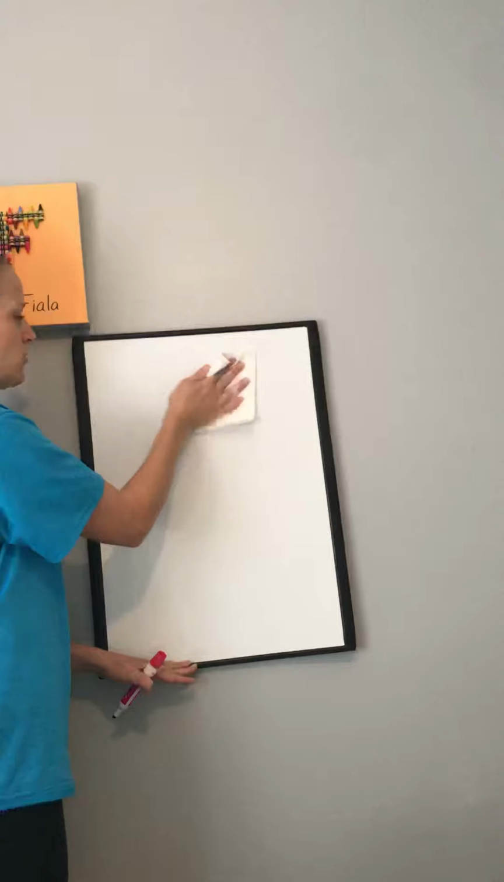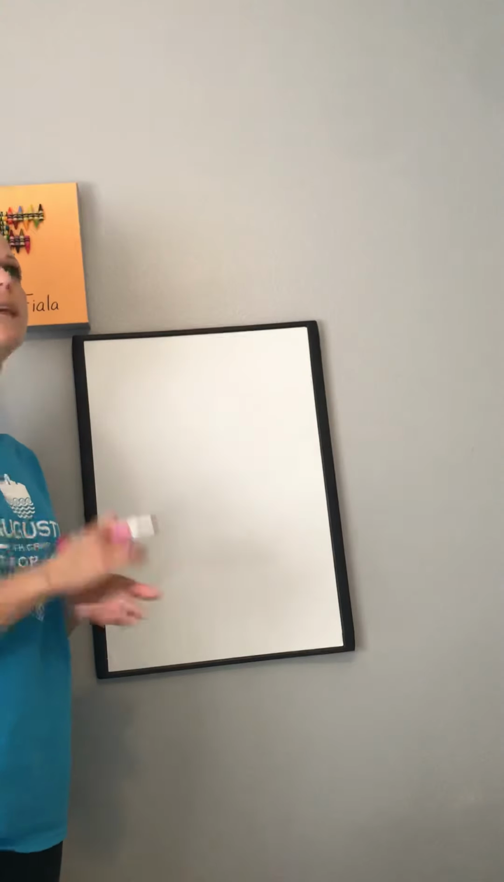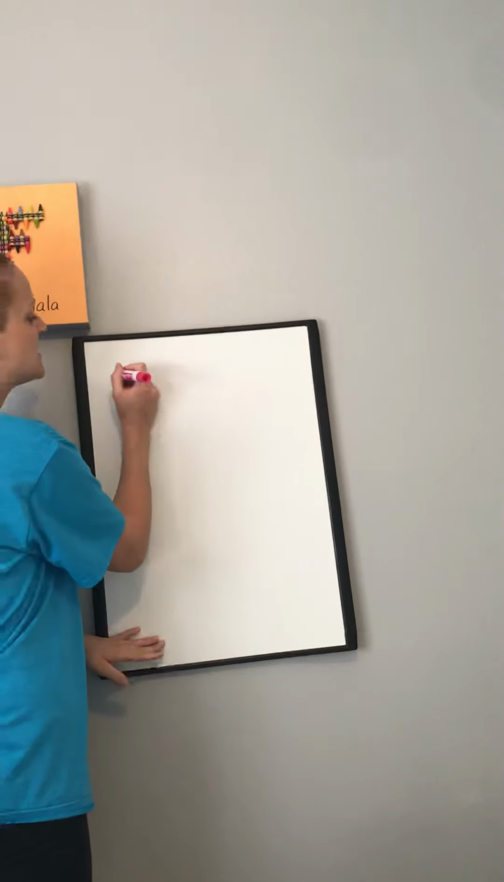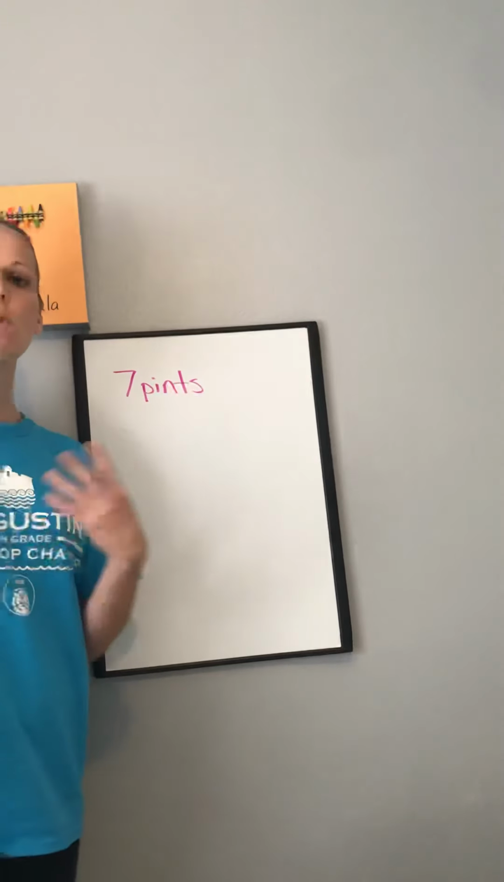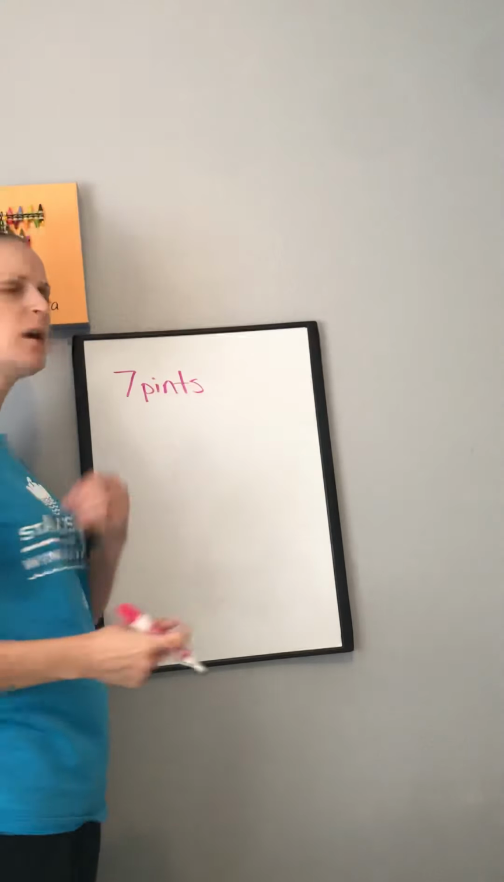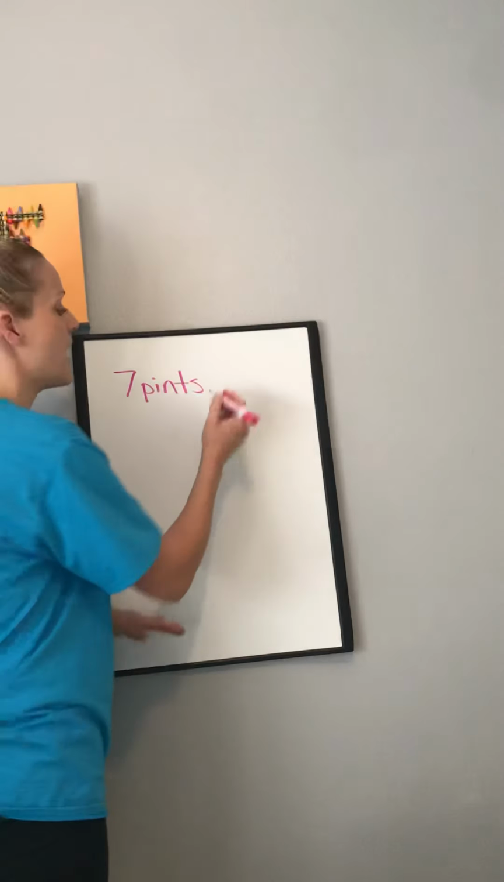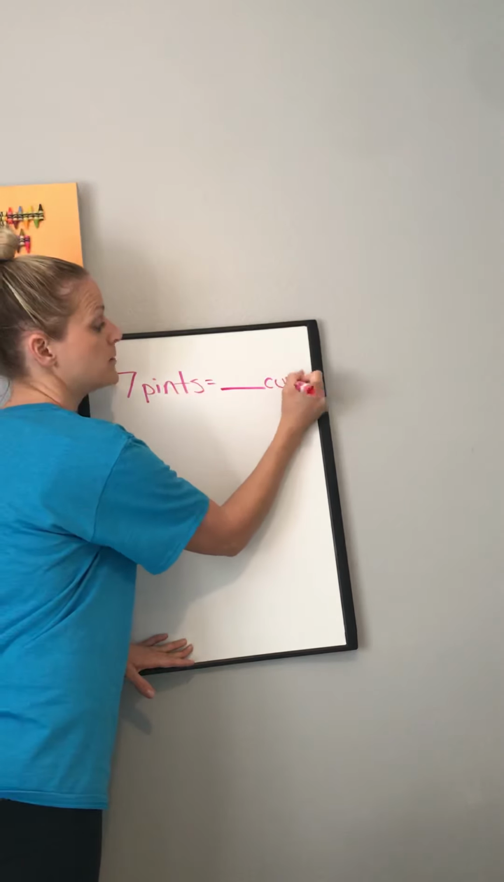We had customary units of capacity, so that's volume. So for example, if I was making a punch and I had 7 pints and I wanted to know how many cups do I have. Okay, I had 7 pints of my punch. I want to know how many cups of punch do I have. Well, I have to convert my pints to cups.